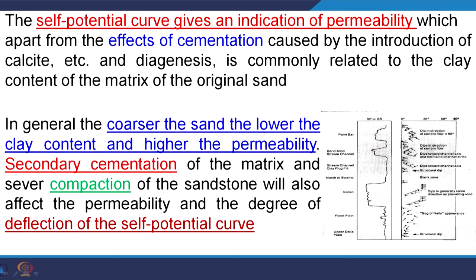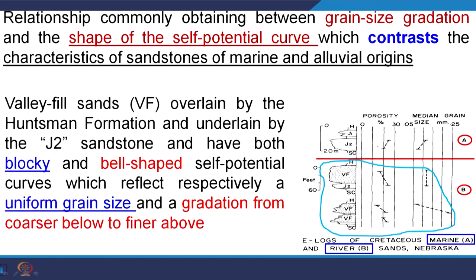So, the shape of this curve totally depends upon the permeability, which may be affected by clay content, secondary minerals, diagenetic minerals, and such things. The relationship commonly obtained between the grain size gradation and the shape of the self potential curve contrasts the characteristics of sandstone of marine and alluvial origin. So, the self potential curve is different for marine origin, different for alluvial origin, for lacustrine origin, because the porosity and permeability are different. The geomorphic processes are different, the depositional environments are different. So, this geophysical log can also be used to distinguish between different types of geological and geomorphic environments.